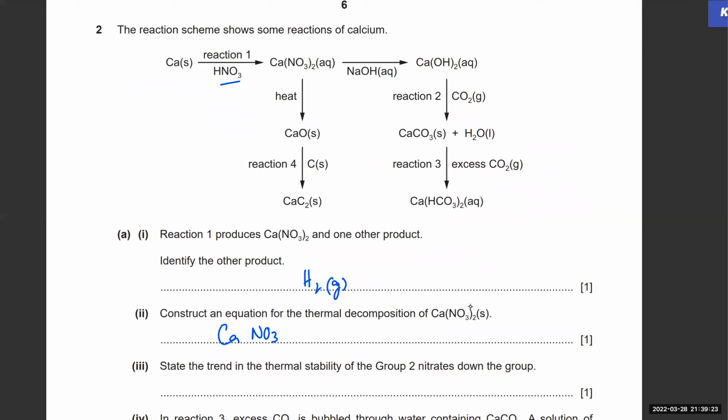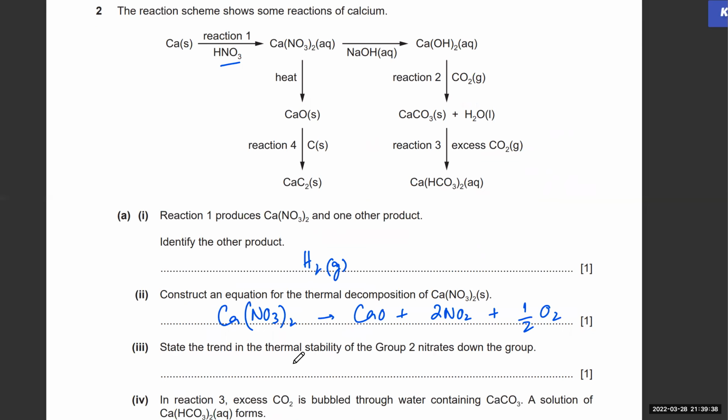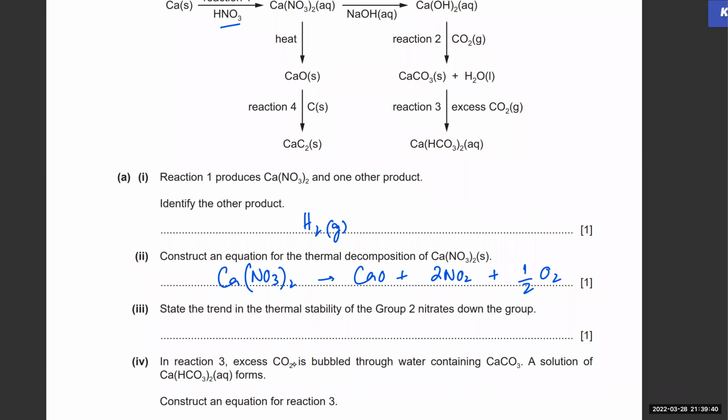Nitrates always decompose to form a metal oxide plus NO2 plus O2. No need to write state symbols since it's a 1-mark question. State the trend. So the carbonates and nitrates become more stable down the group.